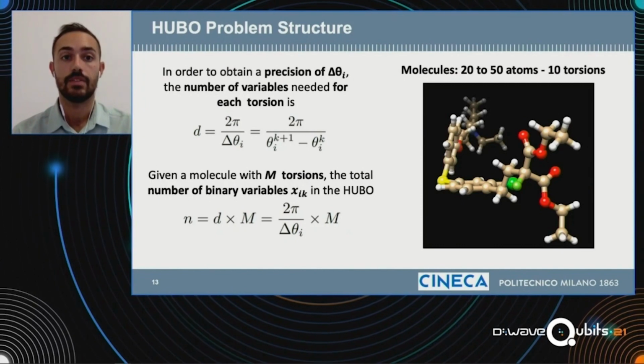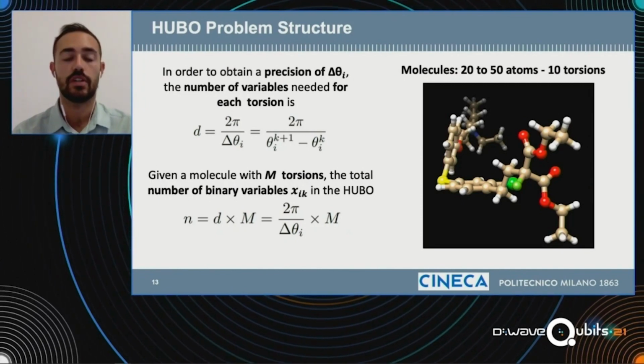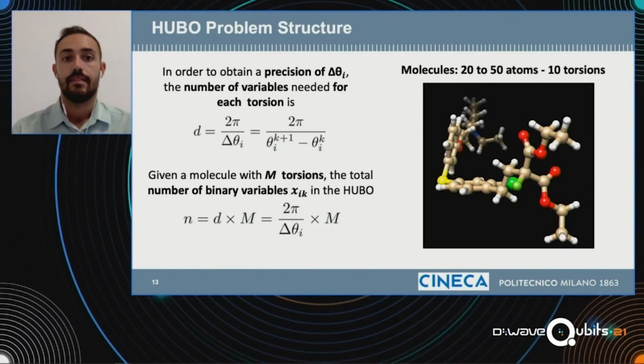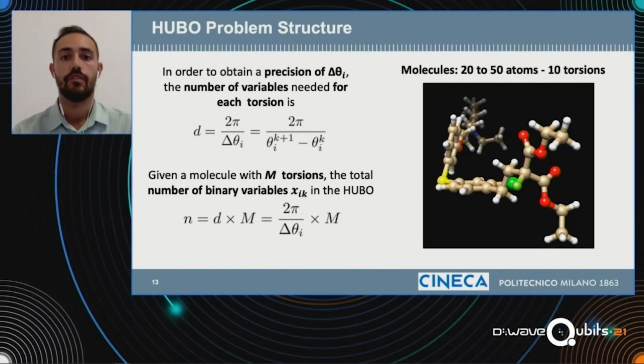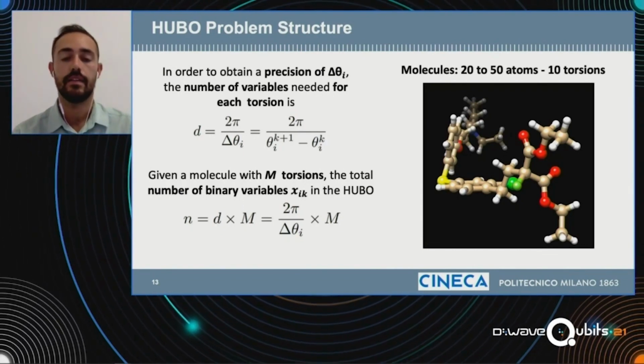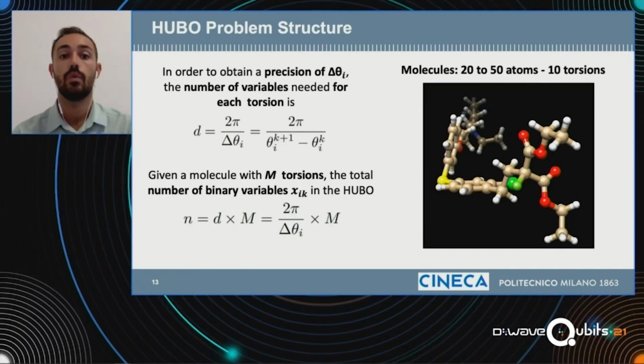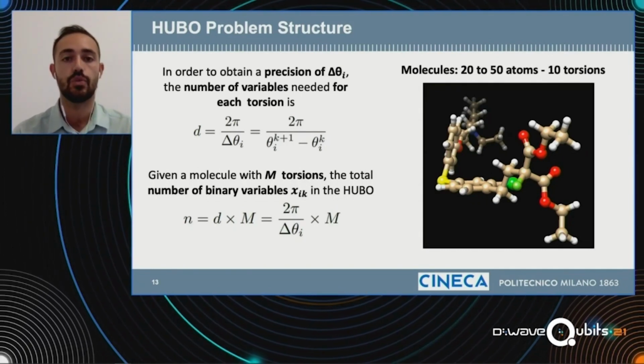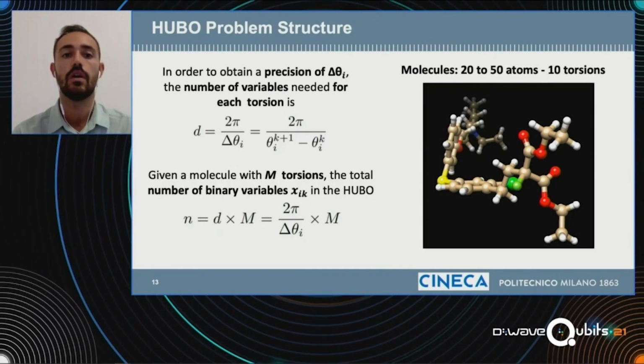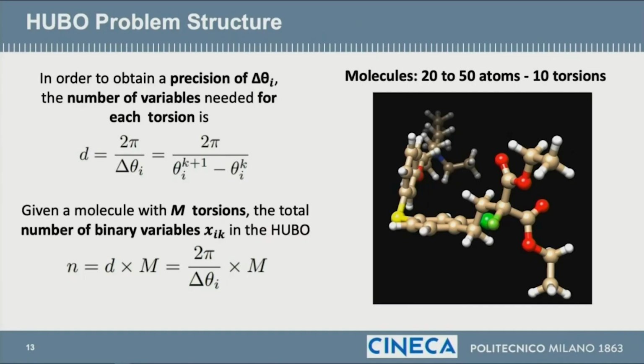Let's talk about the HUBO problem structure. In order to obtain a precision of delta theta i in the granularity, or discretization, of our torsional angles, we need a number of variables for each torsion, d, which is equal to 2 pi over the discretization. Given a molecule with m torsions, this means that we need a number of variables which grows linearly with the number of torsions. It's d times m.